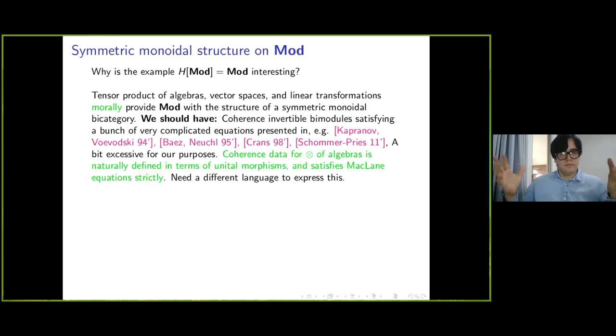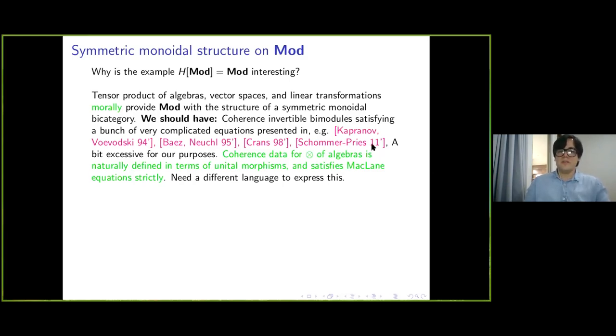But the coherence data for the tensor product of algebras is defined in terms of algebra morphisms. But these algebra morphisms are not included in mod. The only morphisms that we have are bimodules. So, well, we can encode morphisms of algebras as bimodules, and then we can try to make this into a symmetric monoidal bicategory. But symmetric monoidal bicategories are very, very difficult objects to define and to work with.